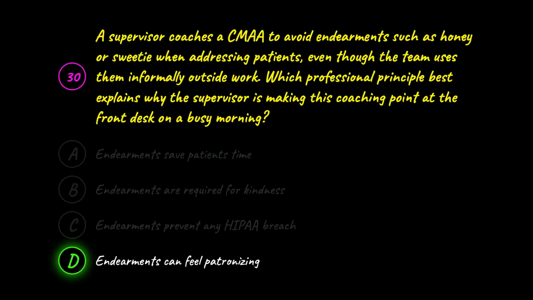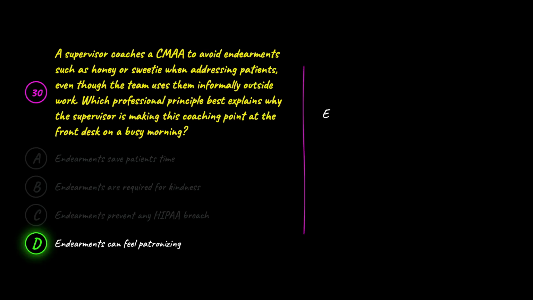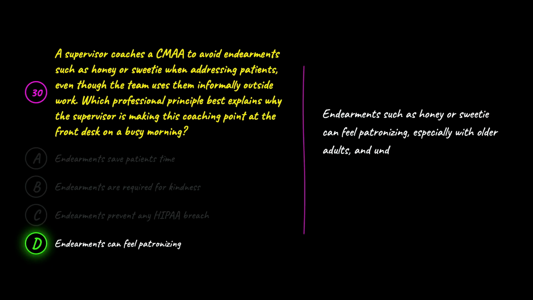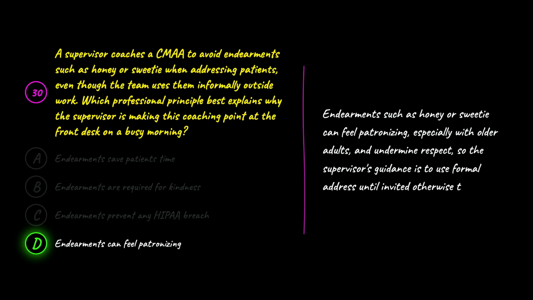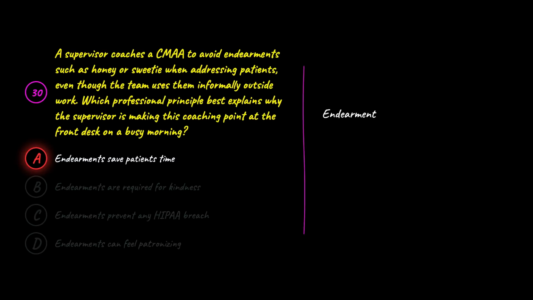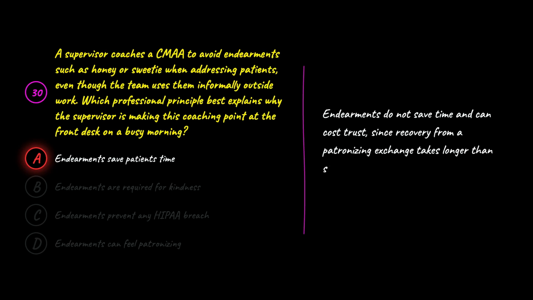The correct answer is D. Endearments can feel patronizing. D is correct because endearments such as honey or sweetie can feel patronizing, especially with older adults, and undermine respect. So the supervisor's guidance is to use formal address until invited otherwise to use a different name. A is wrong because endearments do not save time and can cost trust, since recovery from a patronizing exchange takes longer than simply using a respectful name and title from the start of the interaction.